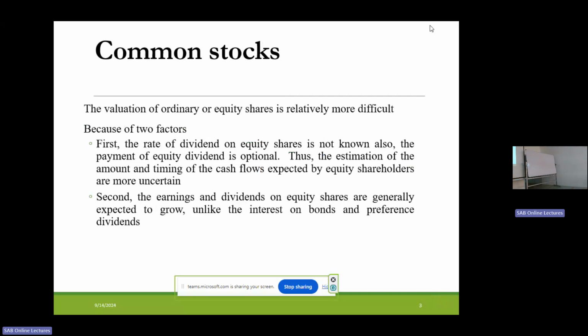Second, the earnings and dividends of the equity share are generally expected to grow. That is the other thing. So you know that earnings of the company is also not a fixed number.